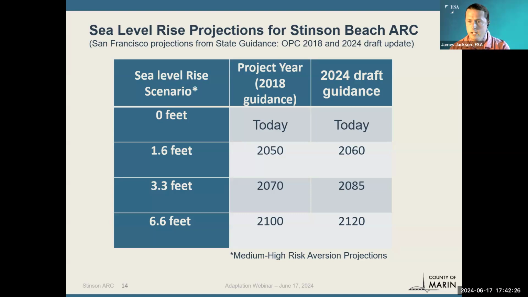Basically, for this planning horizon, which is a medium-high risk aversion, it's a precautionary projection of sea level rise timing that we use for community-wide planning. And the dates for each of these scenarios have shifted a little bit into the future based on the newest science. So 1.6 feet, for example, is now projected at 2060, as it was previously projected at 2050. Next slide, please.